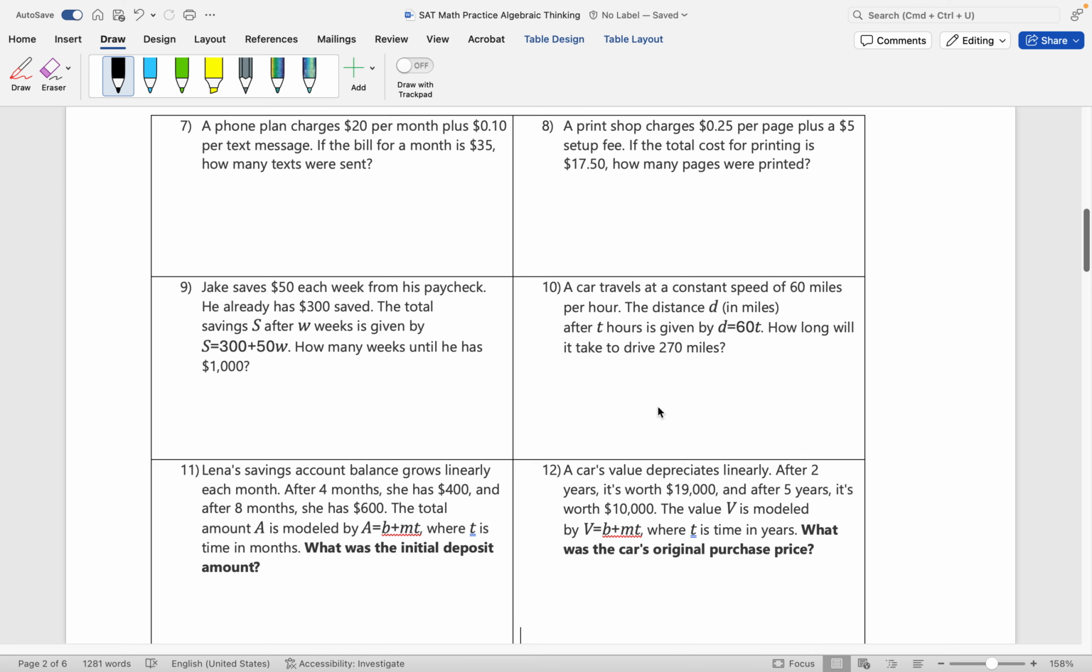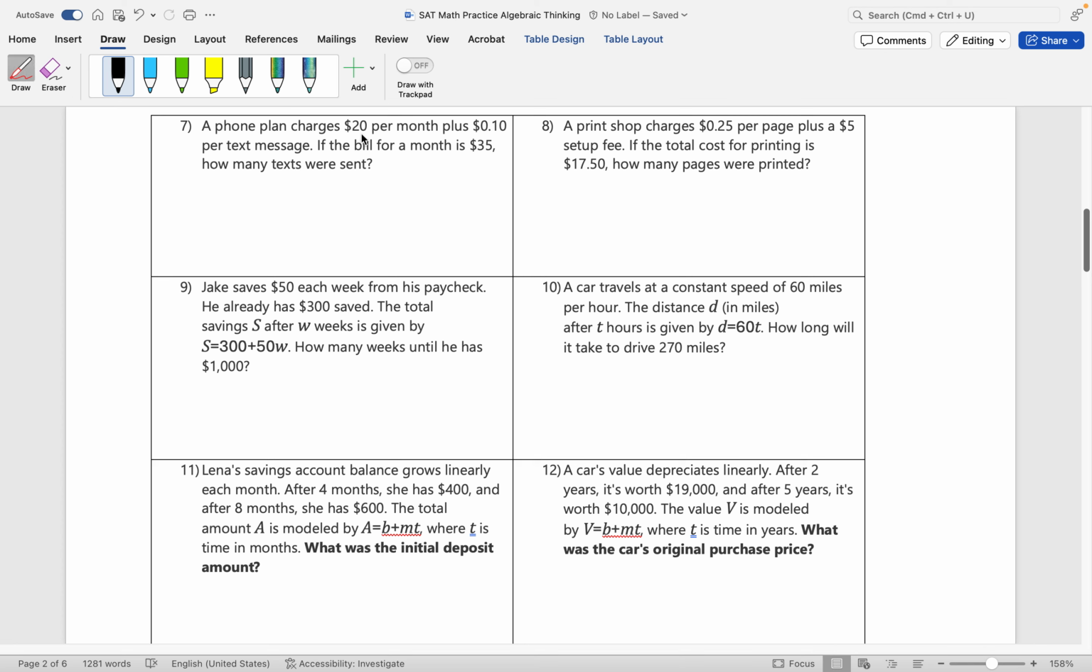Dr. Morales, and today we are going to continue with the SAT math practice for algebraic reasoning or algebraic thinking. All of the questions that we are going to do today, you should be able to solve with just knowledge of pre-algebra or early algebra. So let's start. A phone plan charges $20 per month.